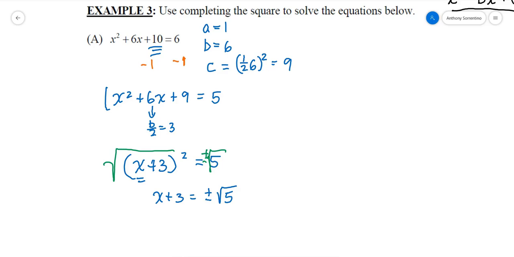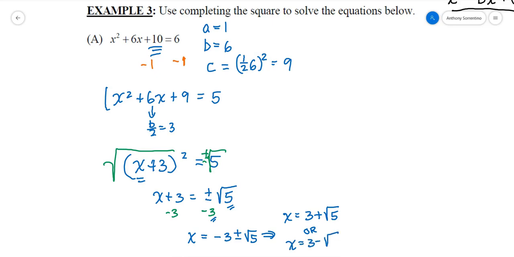X is not alone though, so I had to go back and say, what do I need to do now? Well, I need to subtract 3 from both sides. Since I really didn't do anything with that square root of 5, it prevents me from combining anything because this is a radical term, this is a non-radical term. So my solution is negative 3 plus or minus the square root of 5, which I could state separately as x equals negative 3 plus the square root of 5, or x equals negative 3 minus the square root of 5.